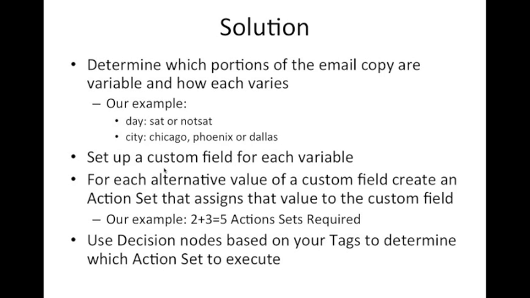Set up a custom field then for each variable, one for day and one for city. And then for each alternative value of a custom field, create an action set that assigns that value to the custom field. So we have a total of 5 values, right? SAT, not SAT, and Chicago, Phoenix, or Dallas, so we'll need 5 action sets. And then use decision nodes based on your tags to determine which action sets to execute. Now that's kind of a mouthful. We'll do a demonstration of it all.